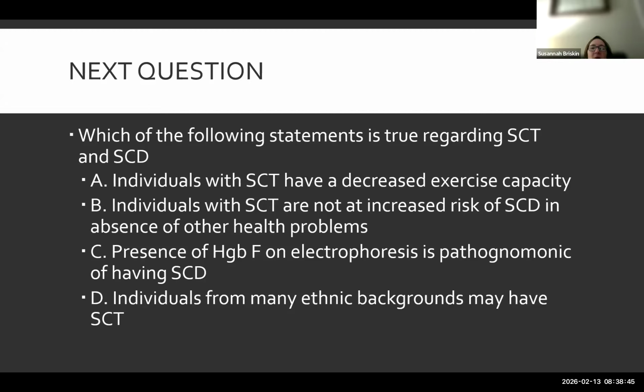Come on, this one's a softball one, people. Which one's true?